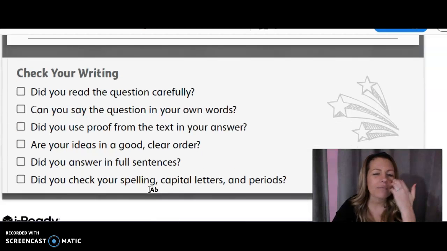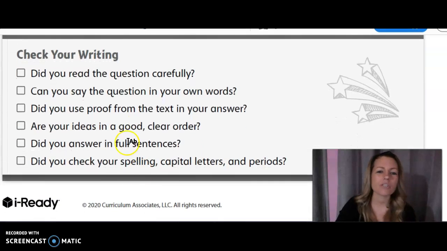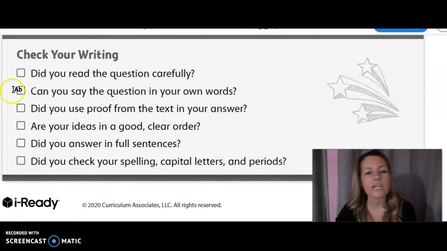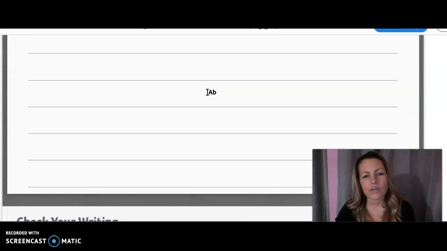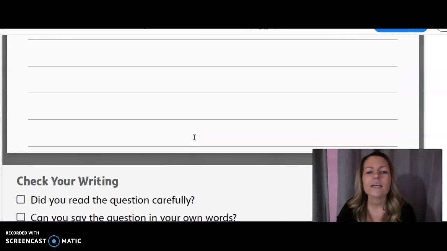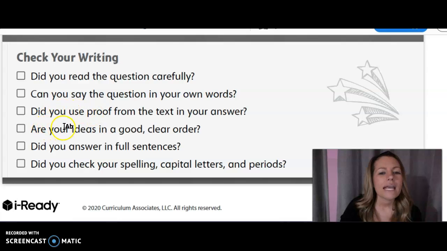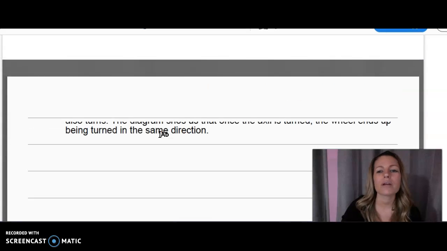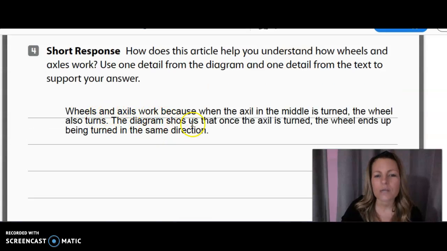At the bottom of page number 20, they're just going to want you to double check. Did you read the question carefully? Can you say the question in your own words? Which I did. Wheels and axles work because. And did you use proof from the text? Of course, we went back into the text and I highlighted the answer and that was my proof. Are your ideas in a good, clear order? Well, let me go back and check. Wheels and axles work because when the axle in the middle is turned, the wheel also turns.